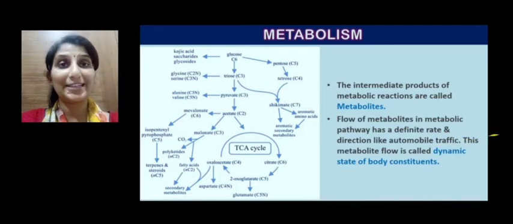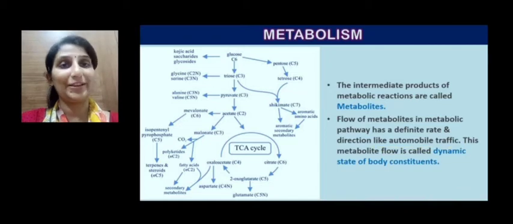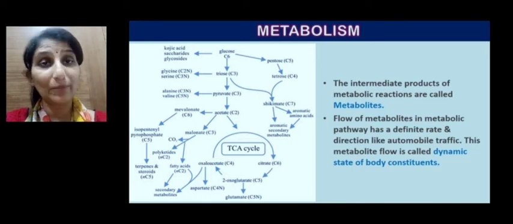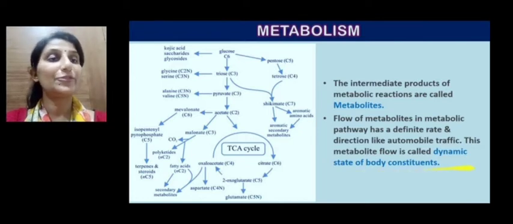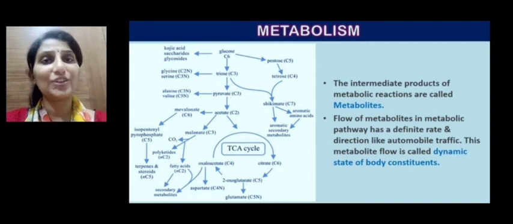And the flow of metabolites in a metabolic pathway takes place in a very regulated way. That is, the rate of flow of these metabolites and also the direction of flow are highly regulated or controlled, just like automobile traffic. In automobile traffic, the timing and also the direction of movement of vehicles is highly regulated. In the same way, the flow of metabolites is also regulated. This regulated rate and direction of flow of metabolites is called the dynamic state of the body constituents.